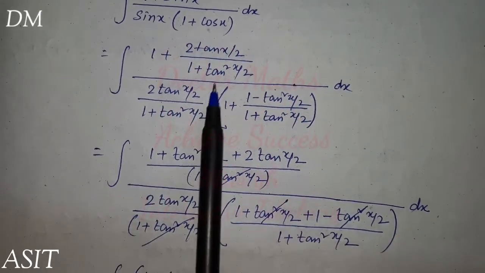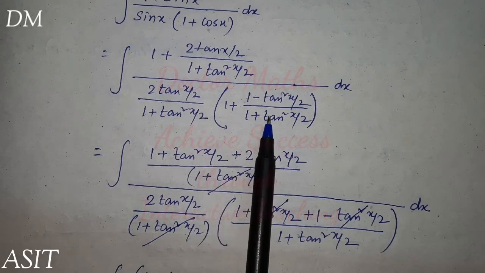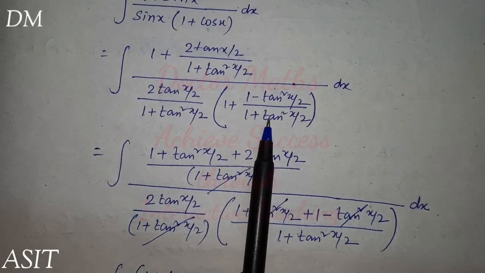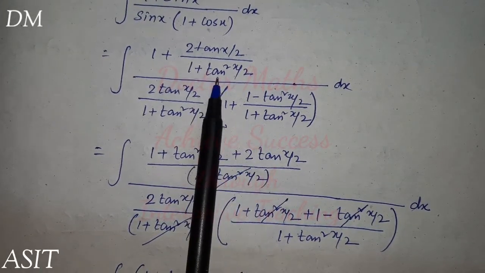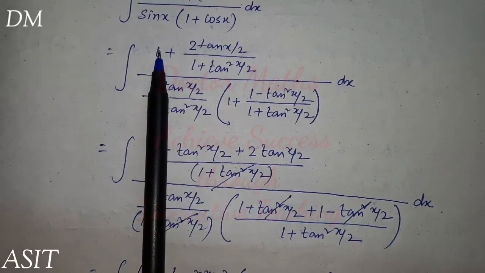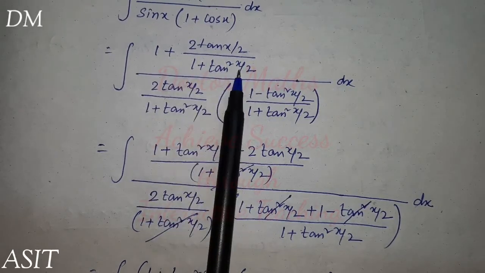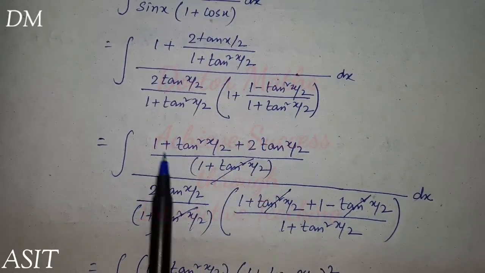So first of all I will do the LCM in the numerator, and also I will do the LCM in the denominator if possible. So therefore it will be 1 plus tan square x by 2 plus 2 tan x by 2 in the numerator by 1 plus tan square x by 2. So we have this LCM.